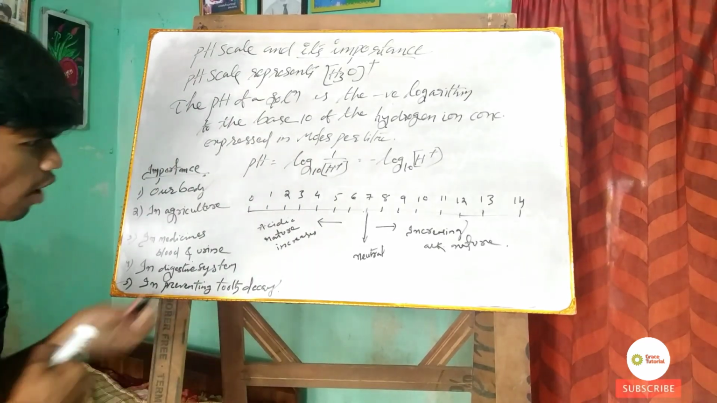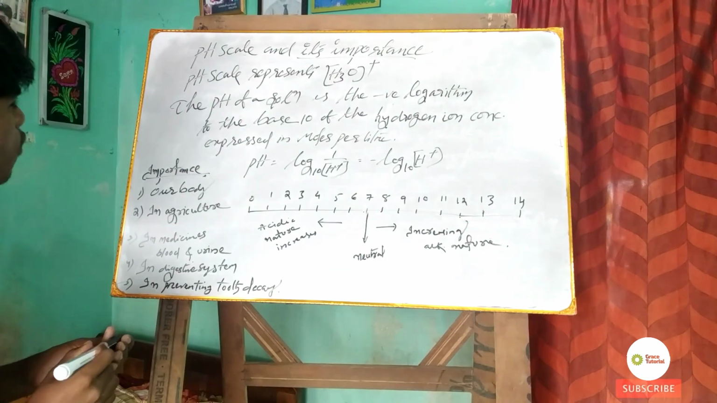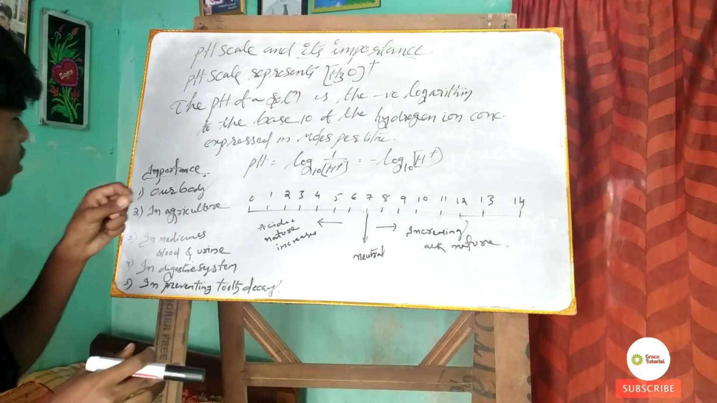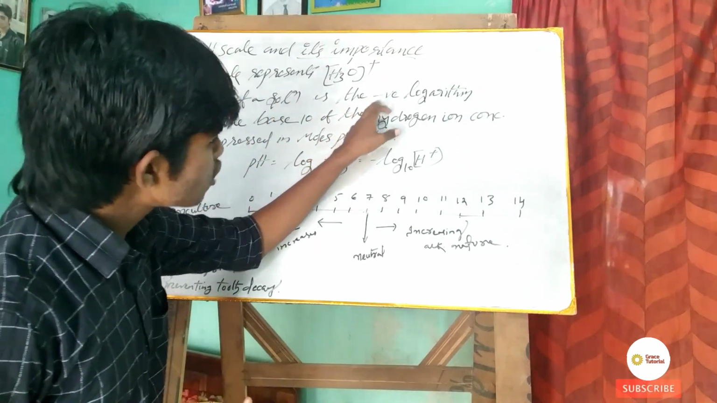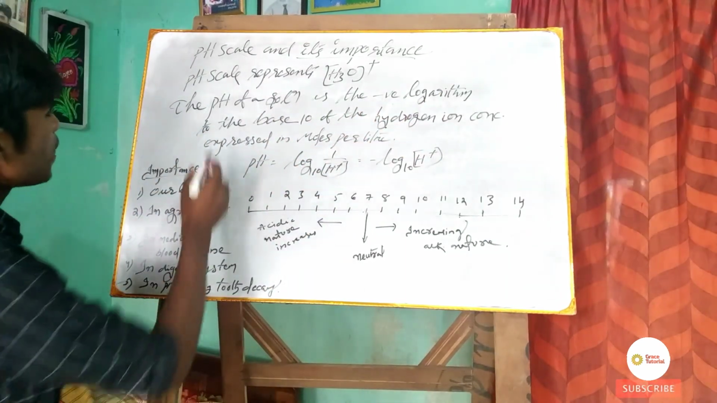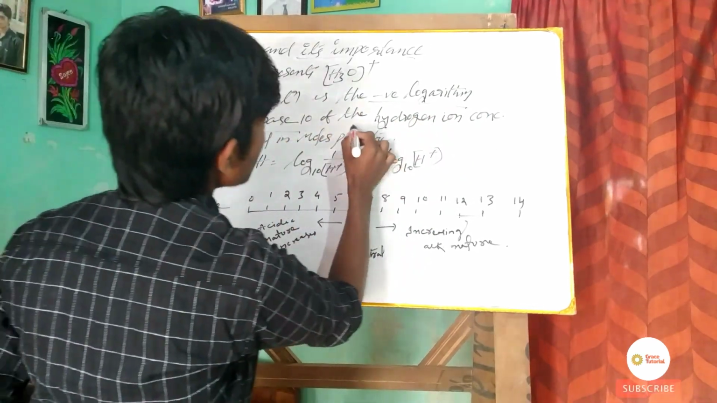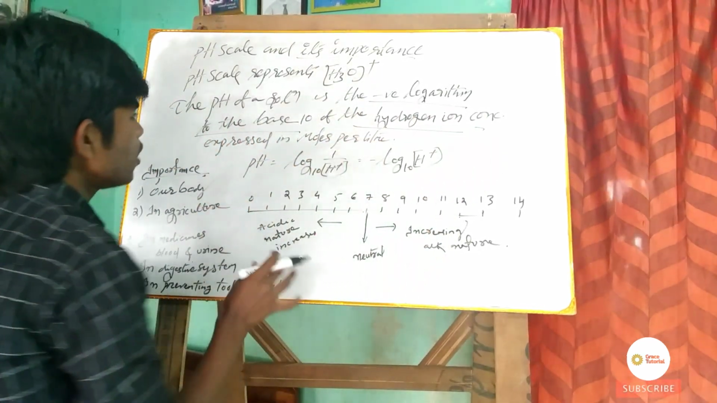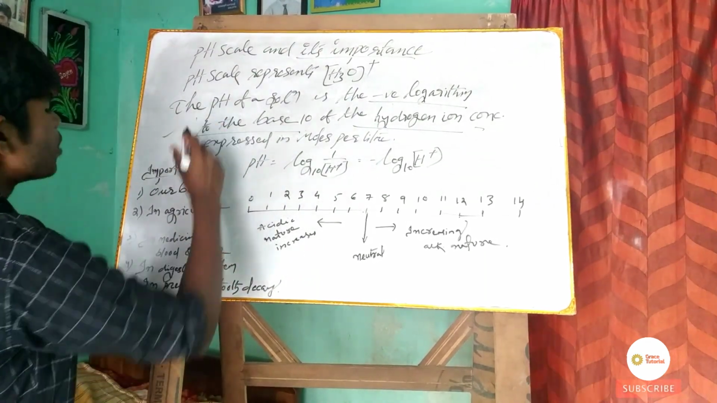Because it's very important from the examination point of view. Well, first of all, let us try to understand what the pH scale is. The pH of a solution is the negative logarithm to the base 10 of the hydrogen ion concentration expressed in moles per liter. So this is the definition of the pH.